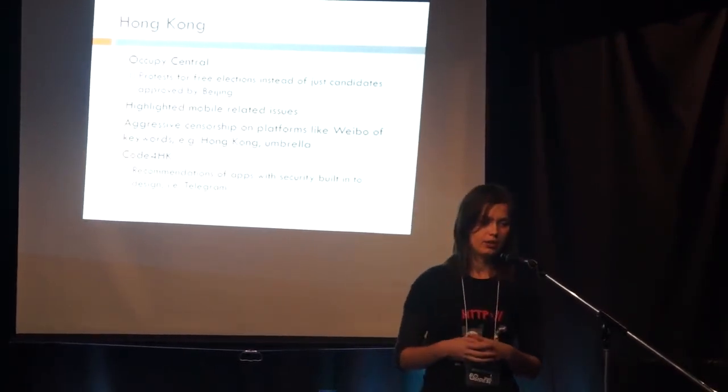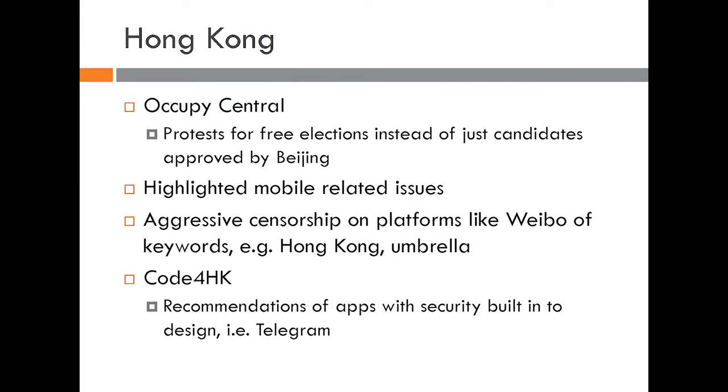I just wanted to talk about Hong Kong right now. As most people know, there have been a lot of protests recently because Beijing went back on a promise to allow free elections and has said they need to approve every single candidate. This has brought a lot of mobile issues into focus. Of course, there's been aggressive censorship. Keywords like even just Hong Kong and umbrella, which is a symbol of the protesters, have been blocked.